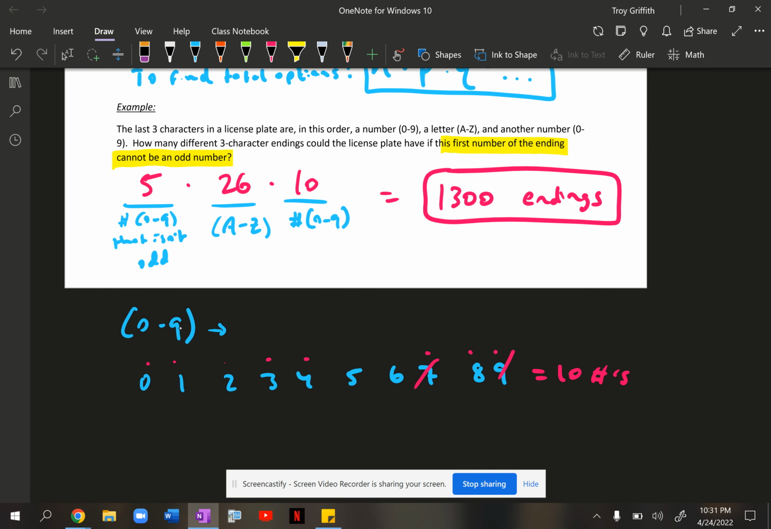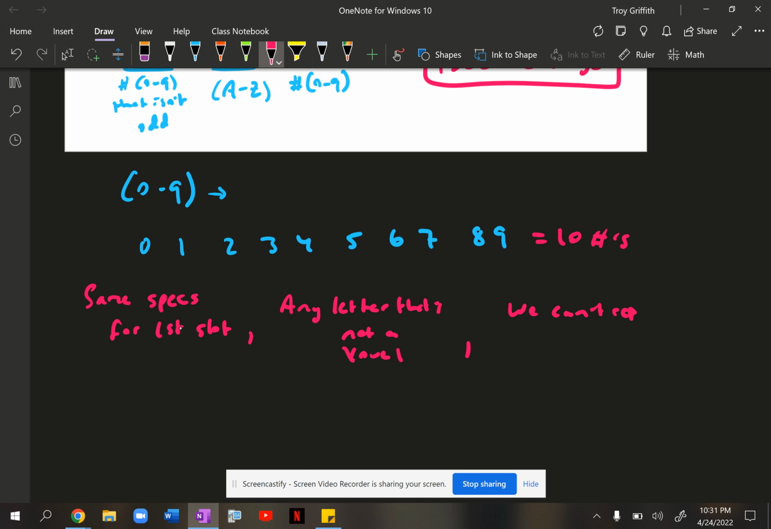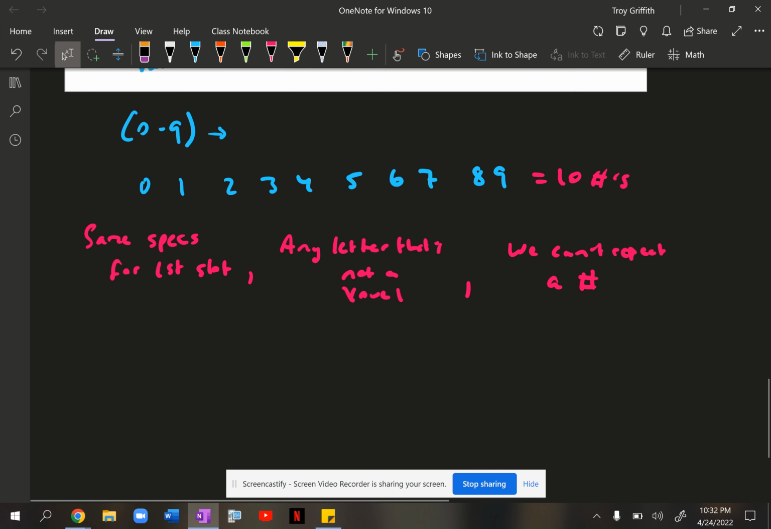Now, before we move on, and you'll see this on the practice, I could give you a similar problem with a different outcome if I put some different restrictions, okay? So I'm just going to go ahead and address this here. Let's say that I had the same problem with the same specifications for the first slot. Okay, the second slot can be any letter that's not a vowel. And then last but not least, let's save that for the final one. We can't repeat a number. Okay, so it's going to be any number from 0 to 9, but we can't repeat a number. Okay, so let's think.